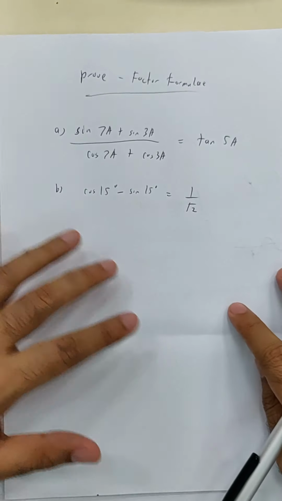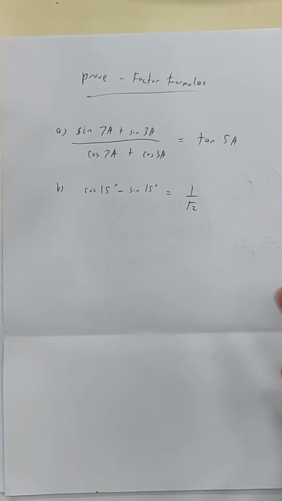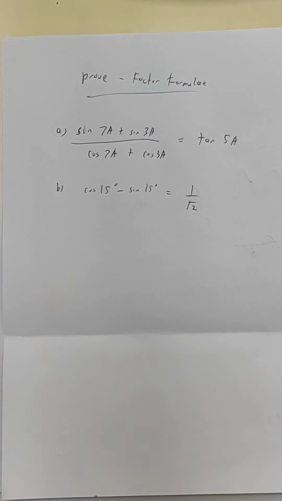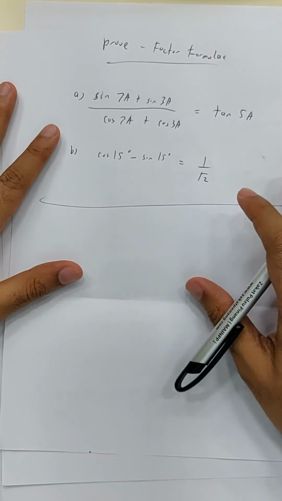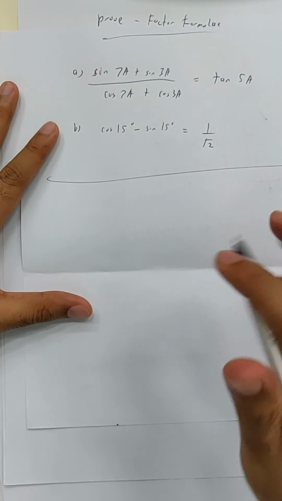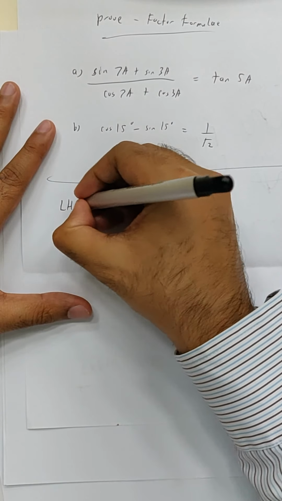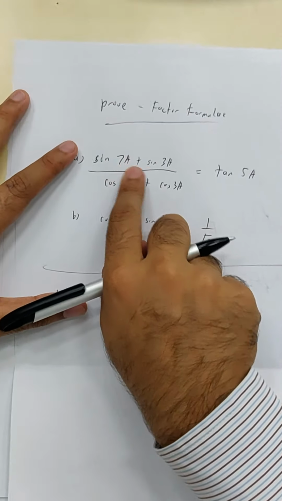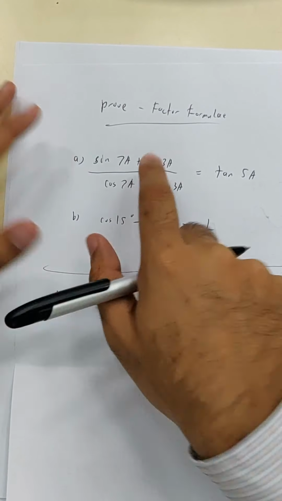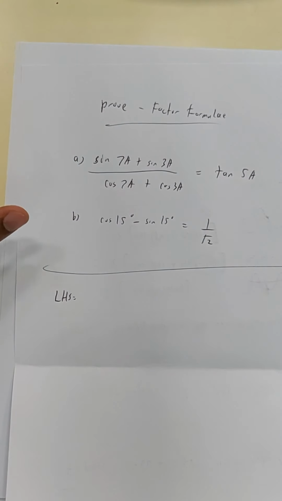Okay, let's start with the first one. Which way should I prove, left to right or right to left? Most of the time we prefer from more complicated to less complicated. So left to right. Sine 7a plus sine 3a. Any idea how should we do?